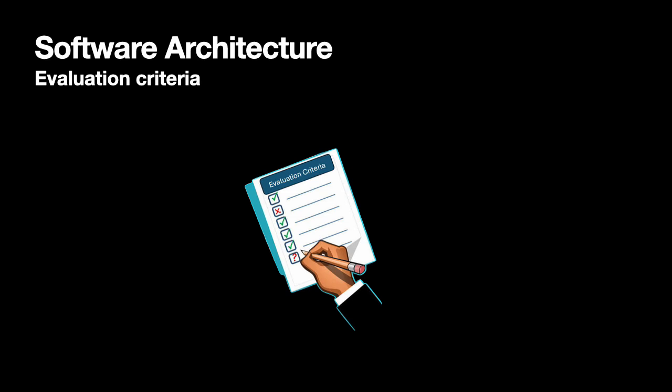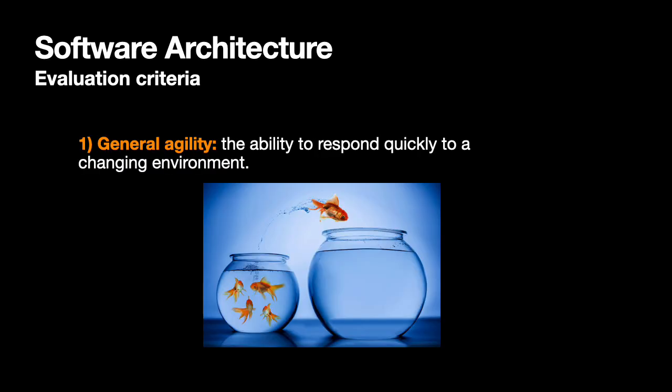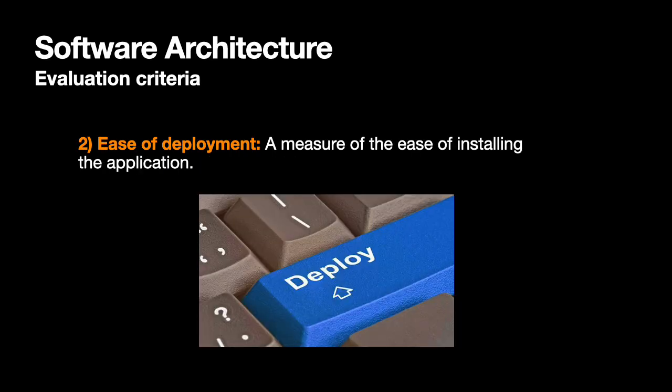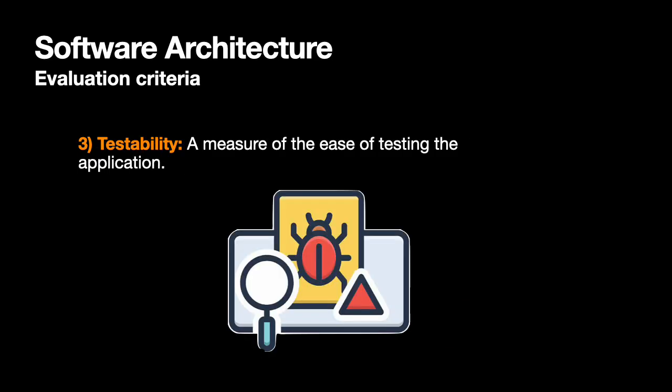We have 6 evaluation criteria to measure an architecture. General agility, the ability to respond quickly to a changing environment. Ease of deployment, a measure of the ease of installing the application. Testability, a measure of the ease of testing the application.